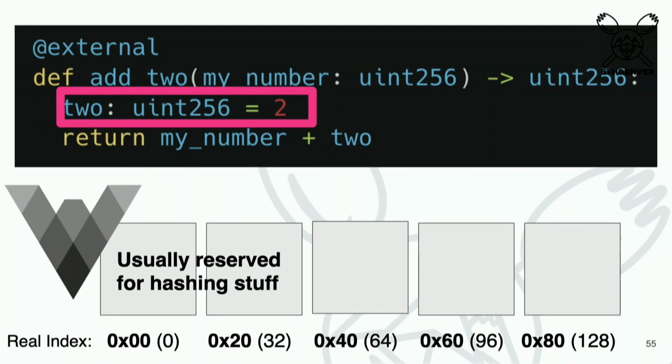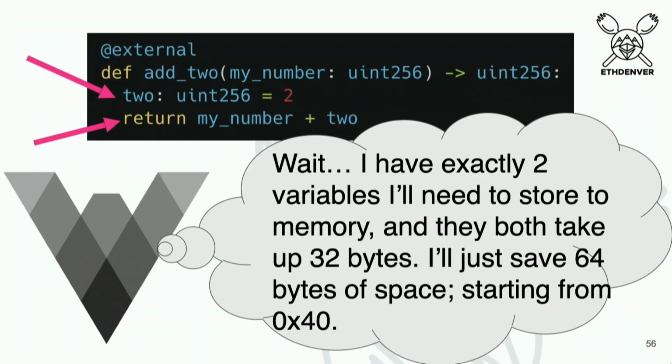But this is that exact same function that we saw in Solidity, but in Vyper, it has the same uint256.2 variable that it needs to store somewhere in memory. And Vyper approaches this a little bit differently. Vyper says, wait a minute. I have exactly 2 variables that I'm going to need to store in memory. I need to store that uint256.2 variable, and then I'm going to need to store my return value in memory as well.